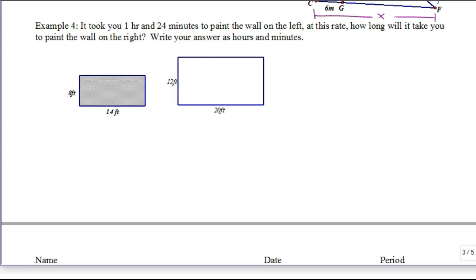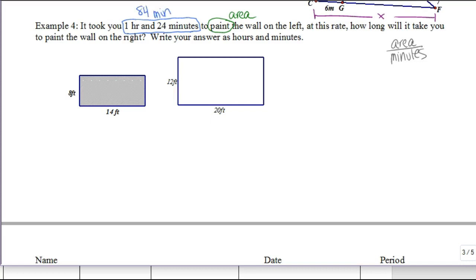Now let's look at the last problem. I'll let you read over. Basically, we're going to be looking at some kind of an area problem. We are going to have to find a rate of area to time. Taking a look, I don't really want to mix my units, so I'm going to keep my time in terms of minutes. One hour and 24 minutes is 60 plus 24 minutes, or 84 minutes.